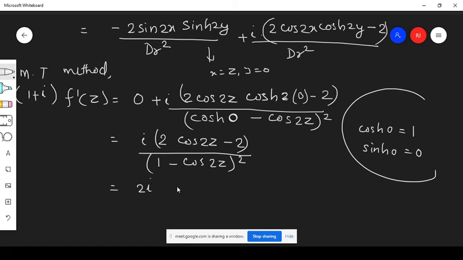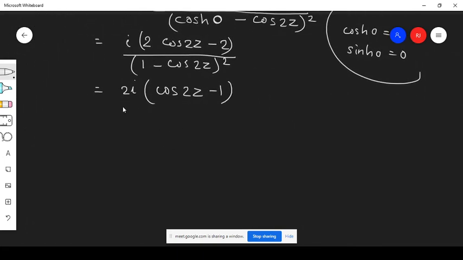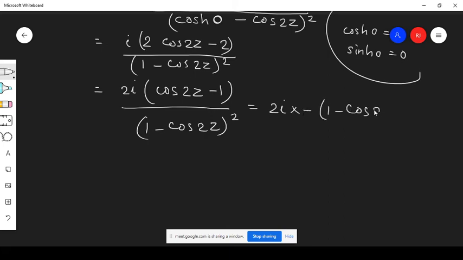So 2i is common, into (cos 2z minus 1) divided by (1 minus cos 2z) the whole square. Now that is equal to 2i into, from the numerator I am going to take a negative sign outside. So it becomes minus (1 minus cos 2z), because in the denominator you have (1 minus cos 2z) the whole square, or you can write this denominator as (cos 2z minus 1) the whole square.